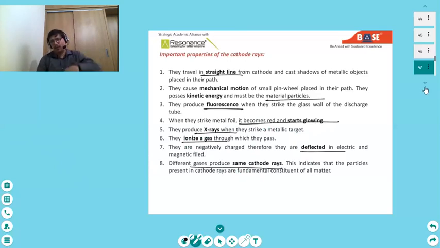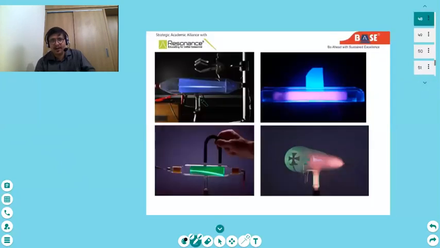Now, the four important points, there is a diagrammatic visual here. When you see this, the first diagram proves that it moves in a straight path. It moves in a straight line, from cathode, negative, to anode. Second, this second image is about fluorescence. Fluorescence means emitting of light. You could see how the light is emitted.